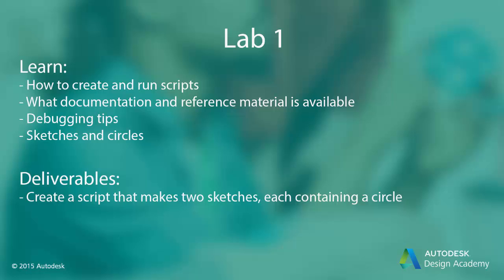But let's go ahead and look at each lab individually. What are the lab outcomes and what you'll be able to accomplish by the end of each lab. So for lab 1, you're going to learn how to create and run a script, or the file that contains your code. You're also going to learn about documentation and reference material that's available to you. You're going to learn about debugging tools, as well as how to start your code, create a sketch, and create some circles using code. And by the end of lab 1, you will be able to create a script that has 2 sketches with some circles inside it.